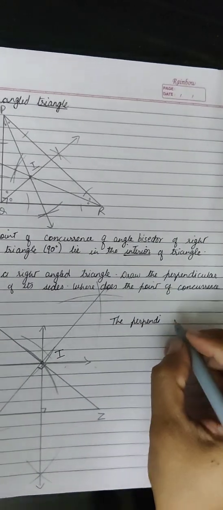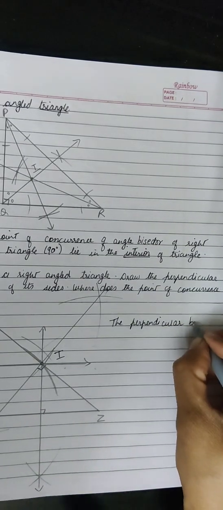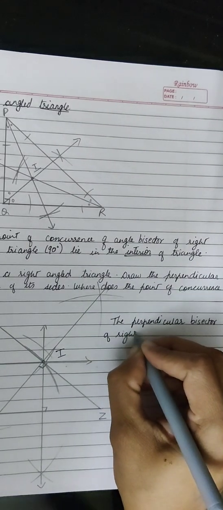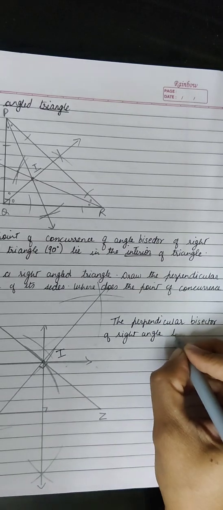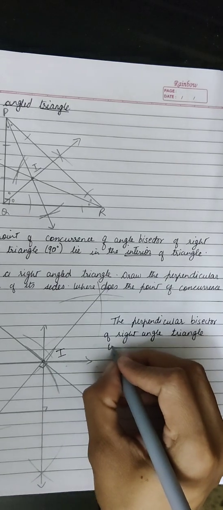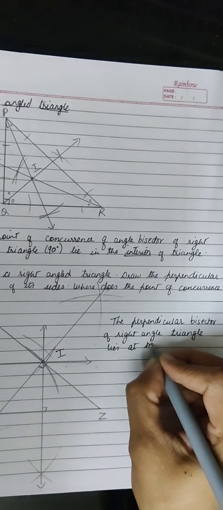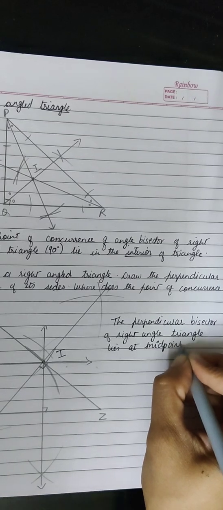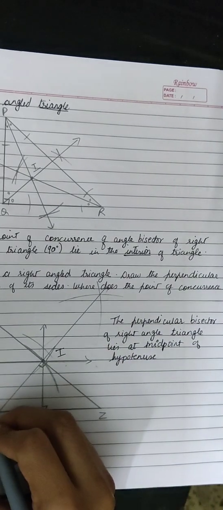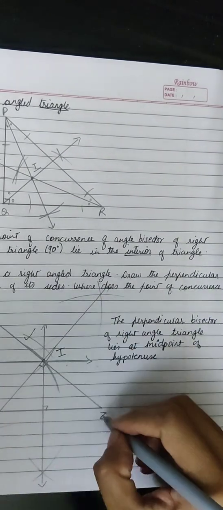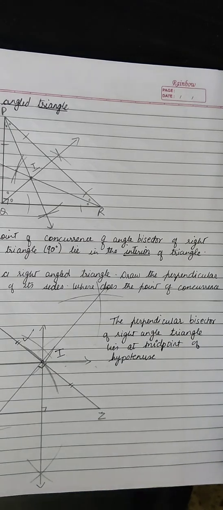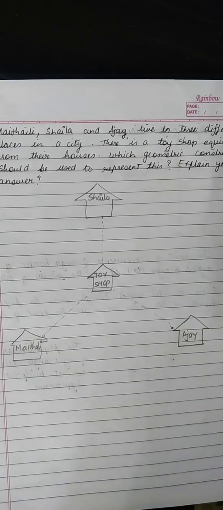So what can I say? The perpendicular bisector of a right angle triangle lies at the midpoint of the hypotenuse. We all know that the side opposite the 90 degree angle is called the hypotenuse, and this is the midpoint.